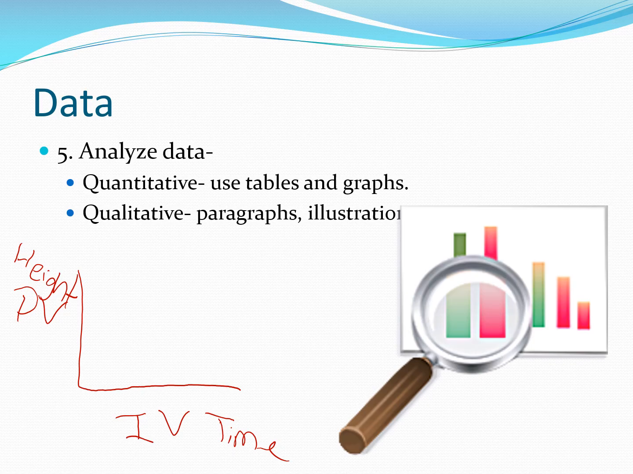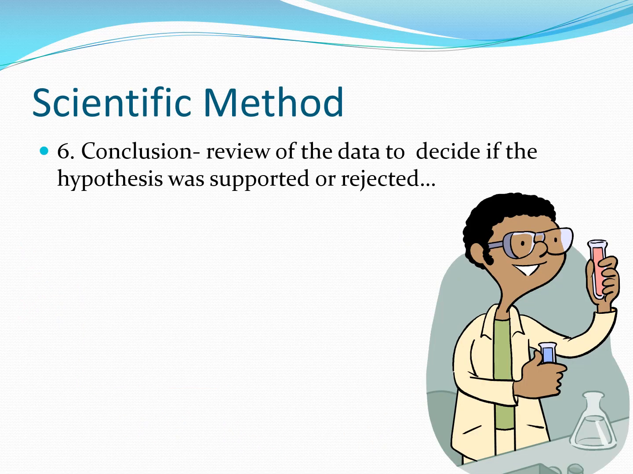The height is going to go on the y-axis. So when we have our graphs, it allows us to form pictures which makes it easier to figure out what's going on, because then we can come up with our conclusion. We've got our data, we can see our pictures, we can see their patterns, and it allows us to review our data. And we say whether our hypothesis is supported or rejected.